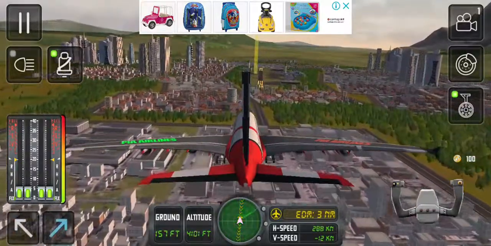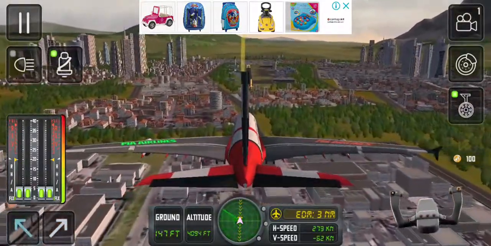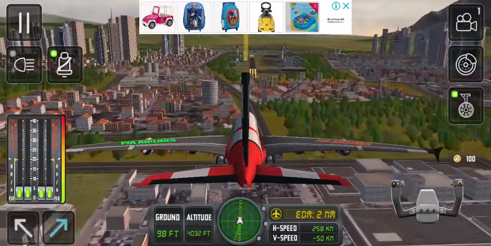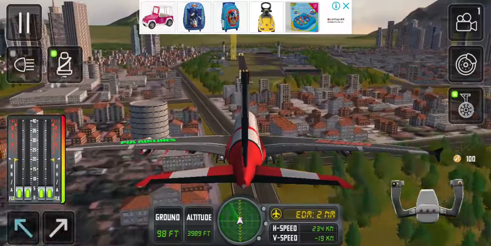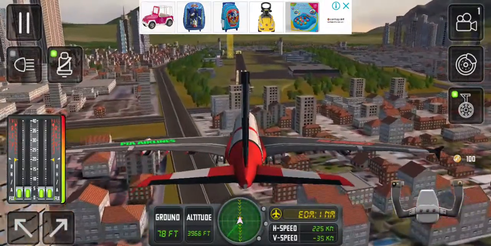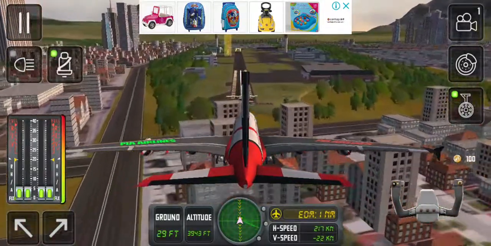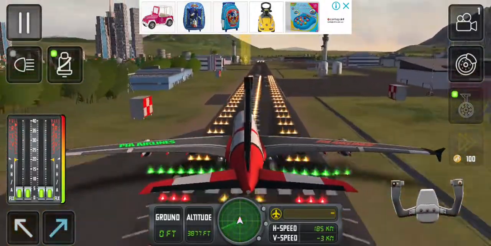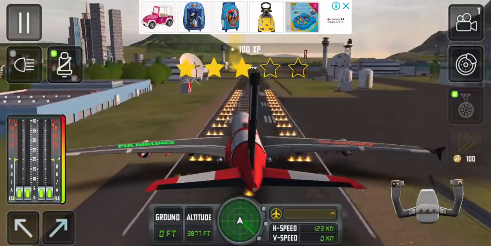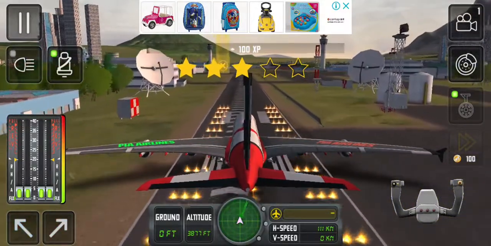By the way, so let's just try to land here. It is going to be pretty hard, but we have to deal with it, but yeah, right. So we have landed.